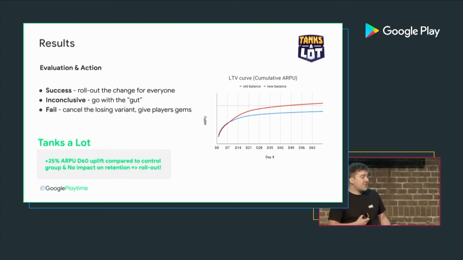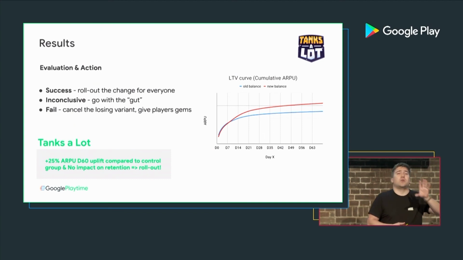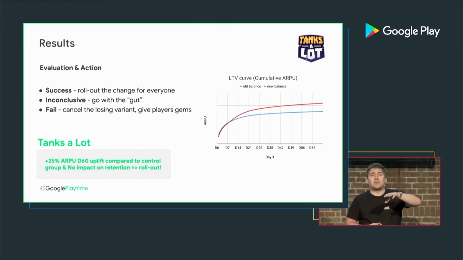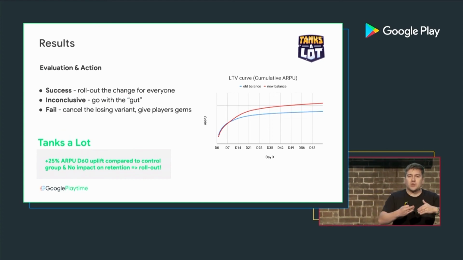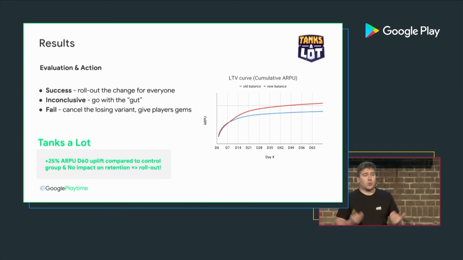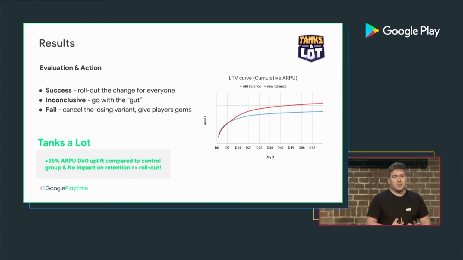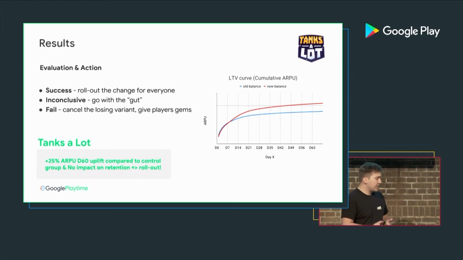If the test failed, that's another interesting point, especially when the players in the second variant got a different experience than the other players. If you cancel the variant, you need to think about explaining to players why the experience suddenly changes, and maybe reward them with some soft or premium currency and thank them for participating. Again, this prevents community backlash and drives it down.